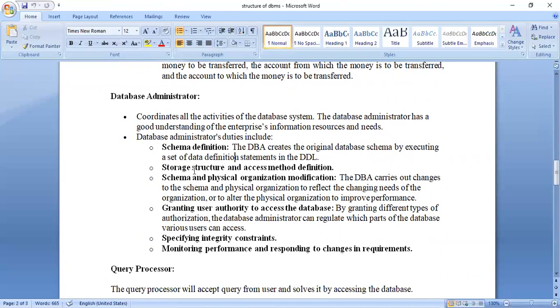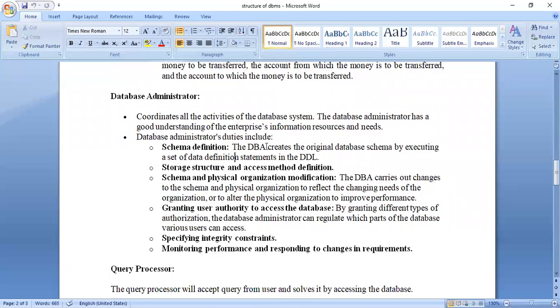The next duty of the database administrator is storage structure and access method definition. The storage structure is determined by the storage manager. Next, schema and physical organization modification. The database administrator carries out changes to the schema and physical organization to reflect the changing needs of the organization or to alter the physical organization. The main purpose of all this is to improve performance.